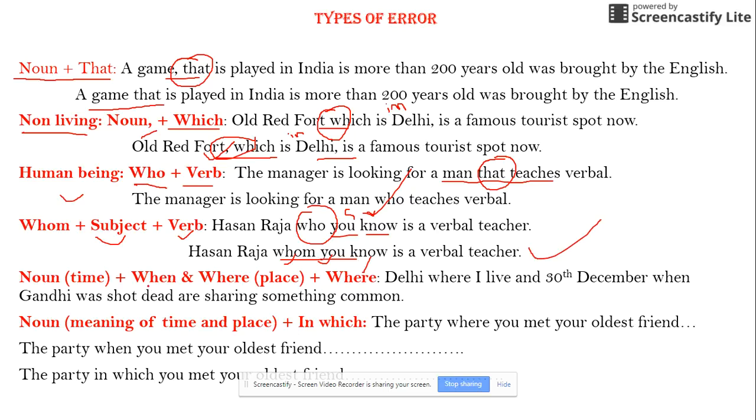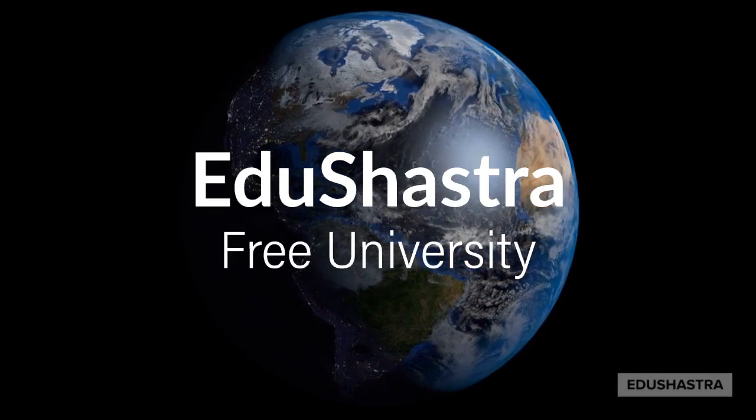Look, when the noun is time, we use when. When the noun is place, we use where. But the common question that GMAT asks is in which. Any noun that gives the sense of place or time, but is not actually a place or time, takes in which. So here the sentence is about the party. Look, the party is neither time nor place but gives the sense. That's why it is in which. If you use where, incorrect. If you use when, incorrect. All right, thank you.